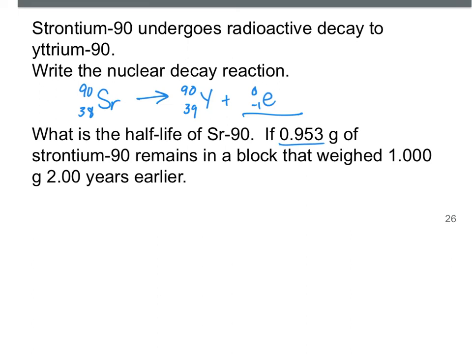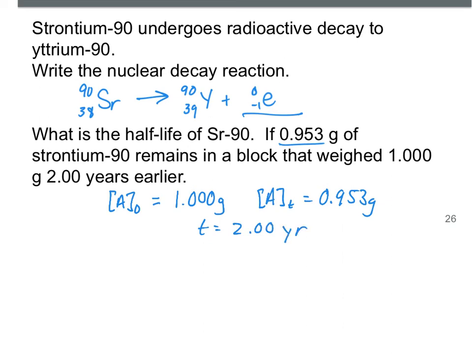So for this problem, your initial concentration, you can actually just use mass, because this is going to be a ratio. So we're going to say that our initial mass is going to be 1 gram. And after some time, we'll have 0.953 grams. We want to find K, our rate constant, at this step. And we know that our time is going to be 2 years.